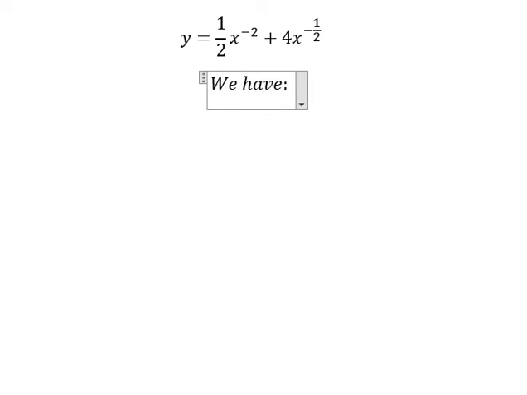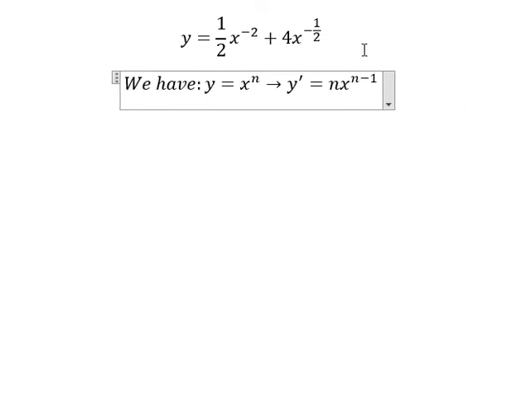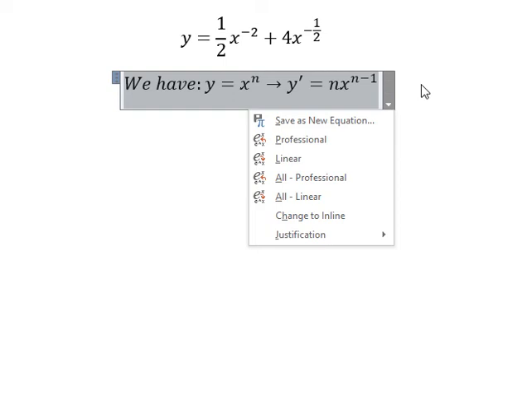That's about y equals x to the power of n. If we do the first derivative of this one, you will have n x to the power of n minus 1. So we apply the formula in here.